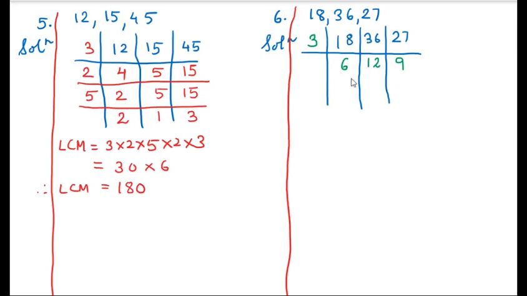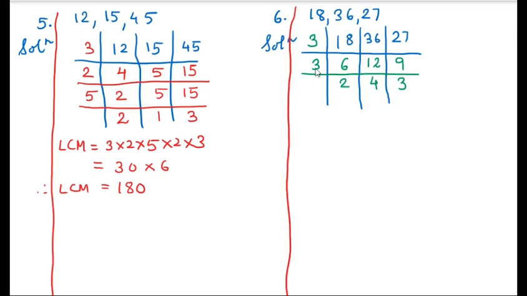Means this 3 will also be our HCF. Yes or no? Means both these 3s are our HCF because all the three given numbers are divisible by them. Now you will see all this green 6, 12 and 9. They are also divisible by 3. How? 3 2s are 6, 3 4s are 12, 3 3s are 9. So here both these 3s in the first column are our HCF.